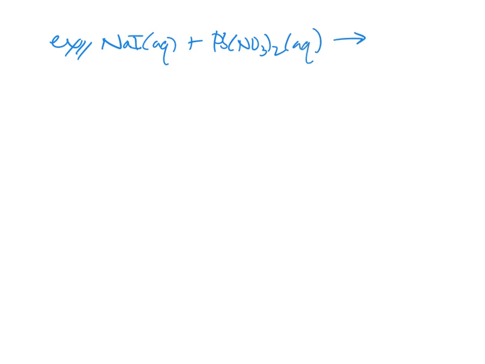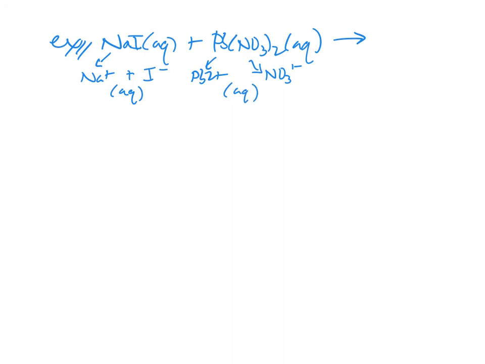So let's look at another example. Let's look at the example of sodium iodide and lead 2 nitrate. Again, we know that there are now 4 ions floating around in water because this aqueous ionic thing means that they have already dissociated. So we have Na+ and I- floating around in water. They're both aqueous. And we have Pb2+ and the nitrate ion, and they're both floating around in water.